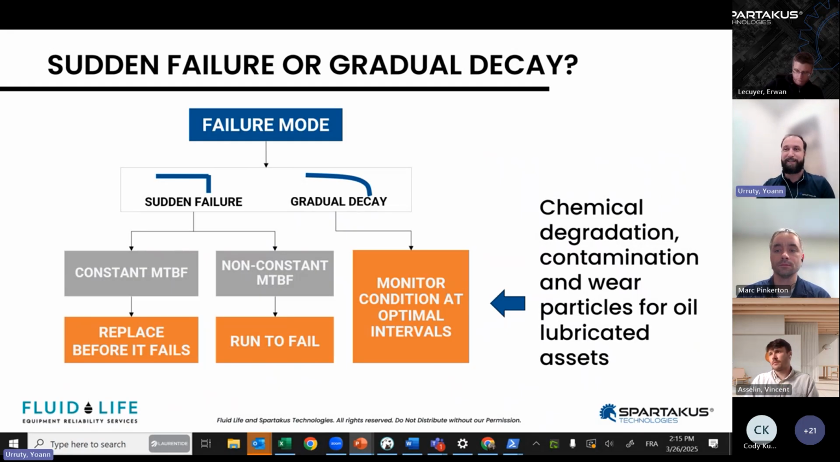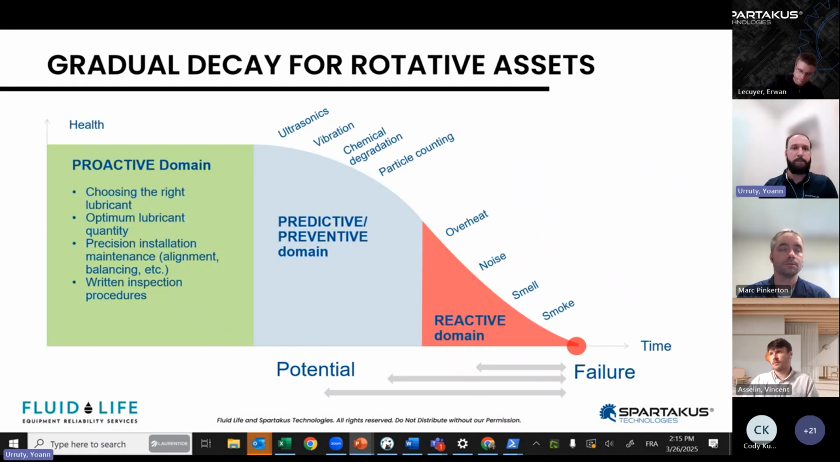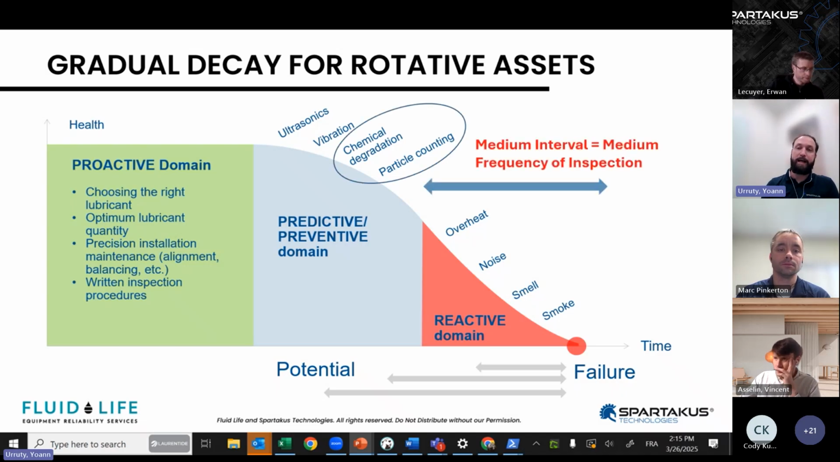Of course, looking at that graph and that trend, you may have thought, okay, well, that's the PF curve, right? So I don't want to spend too much time going into too many details with regards to the PF curve. You could refer to other videos we've made on the subject, but really, when looking at chemical degradation and particle counting, we're talking about the predictive and preventive domain with a medium interval before failure, right? When I mean medium interval, I'm talking in terms of weeks to months before it fails.